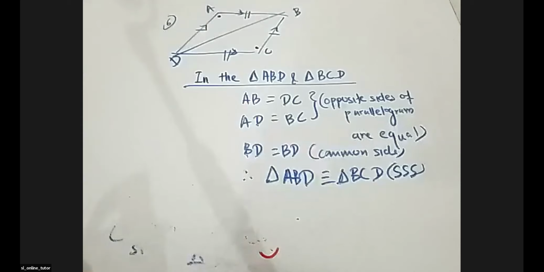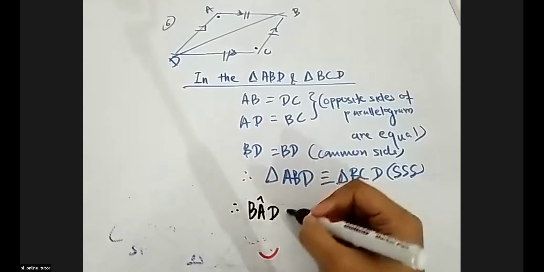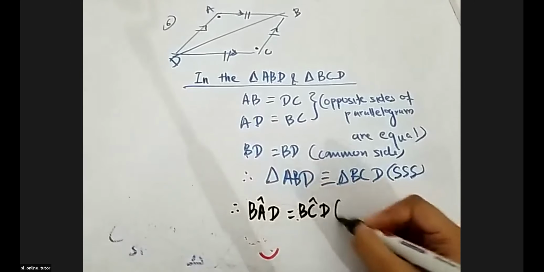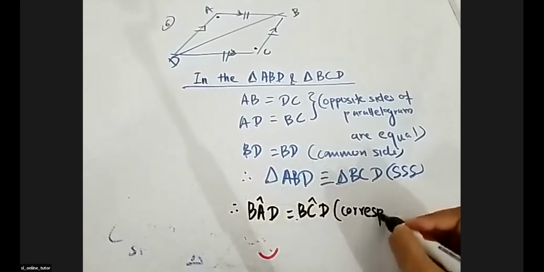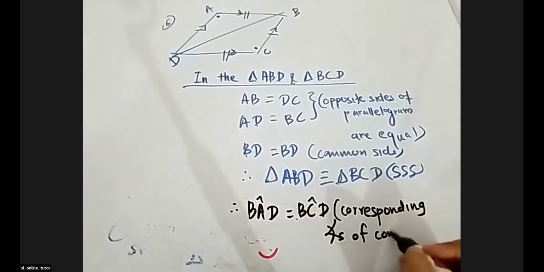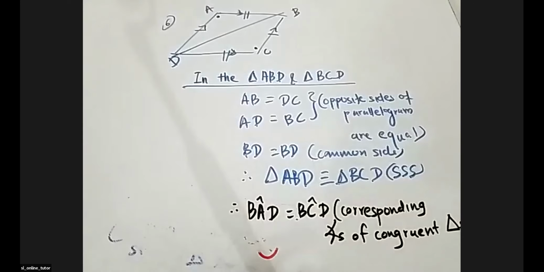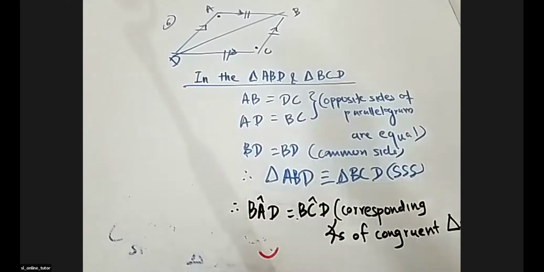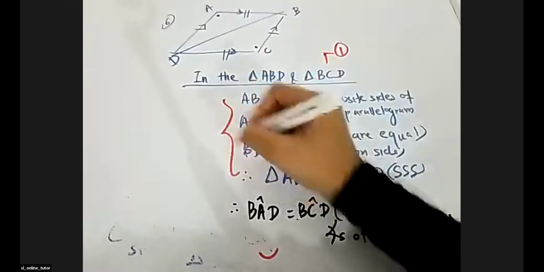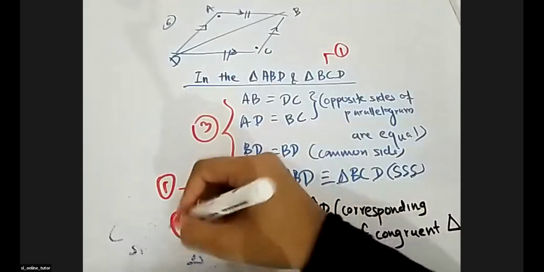They're asking, show that angle BAD equals angle BCD. Yes, now we can say, therefore, angle BAD is equal to angle BCD. What's the reason? Corresponding angles of congruent triangles. That should be written. Now your marks for this one: 1 mark for this, 3 marks for this, 1 mark for this, and 1 mark for this. 6 marks for question number 6.